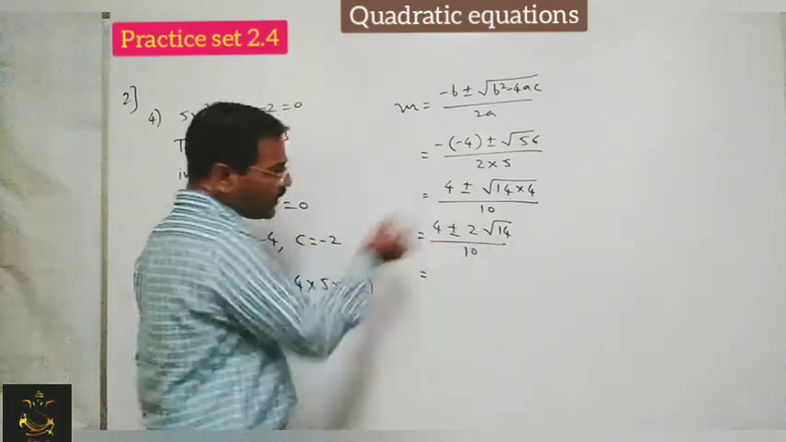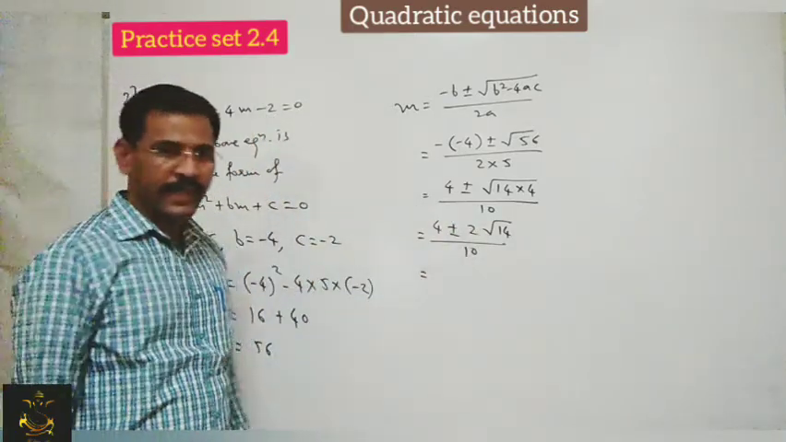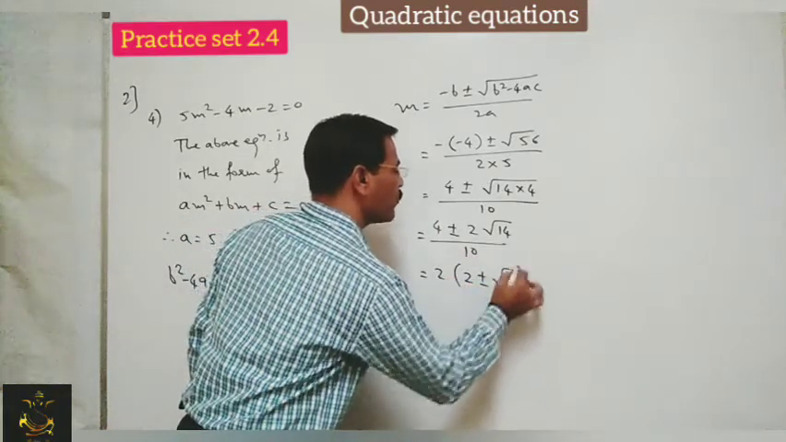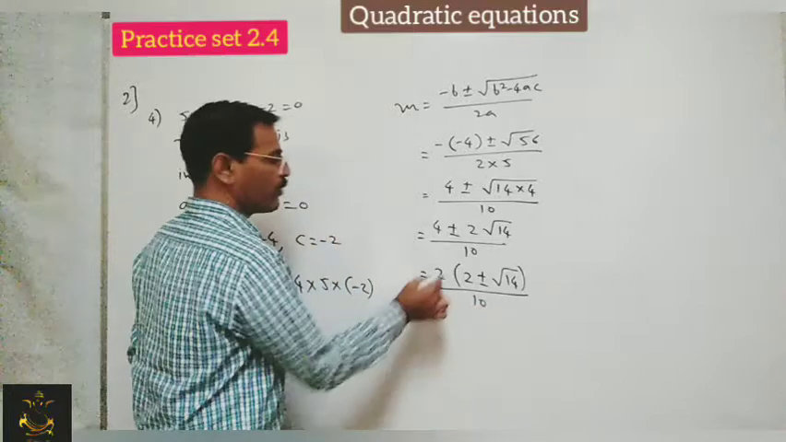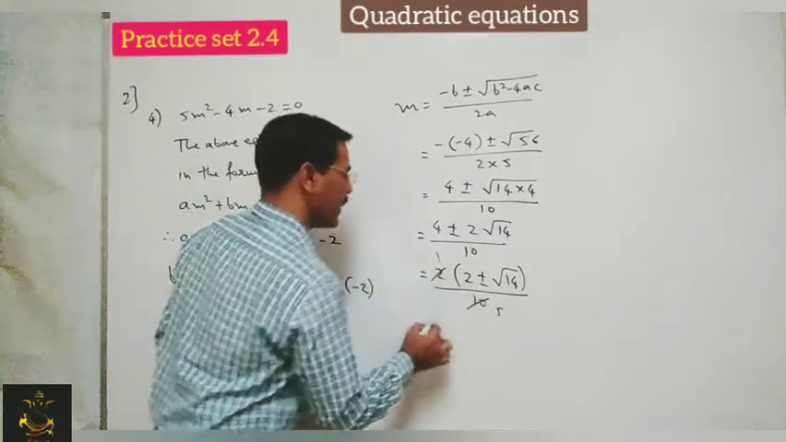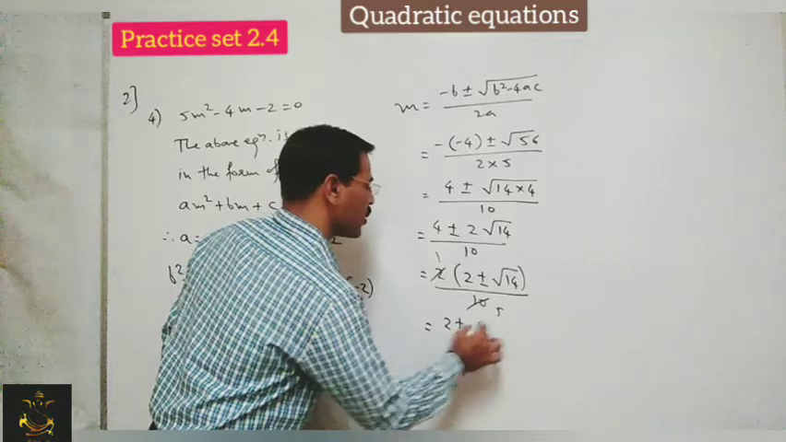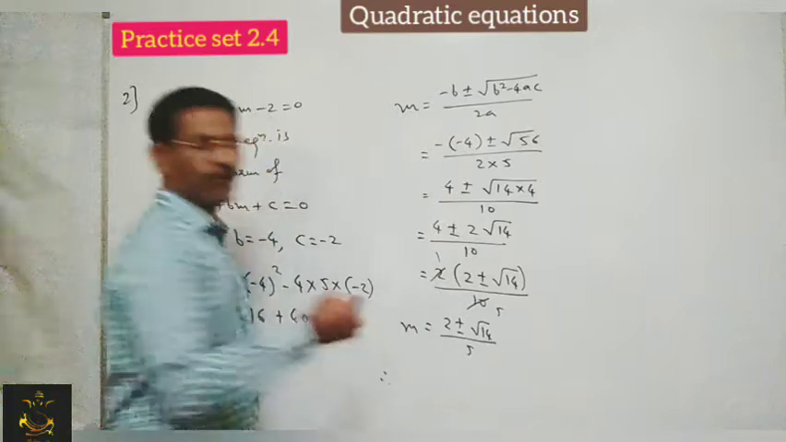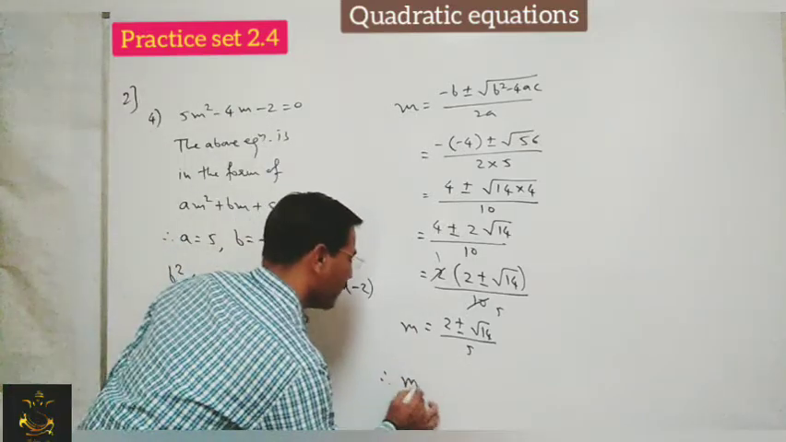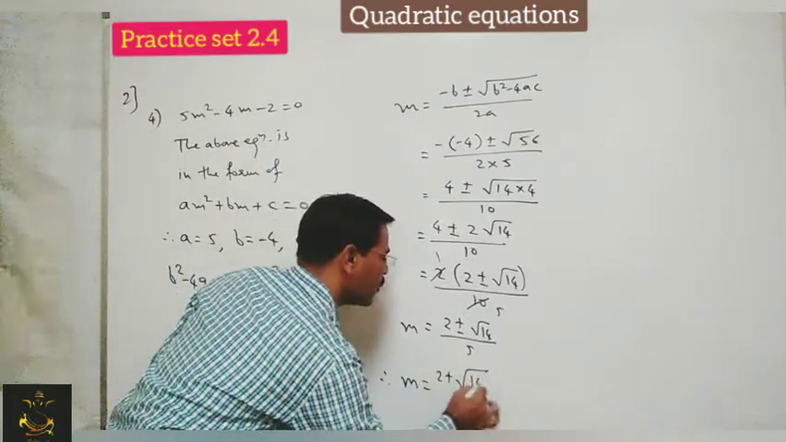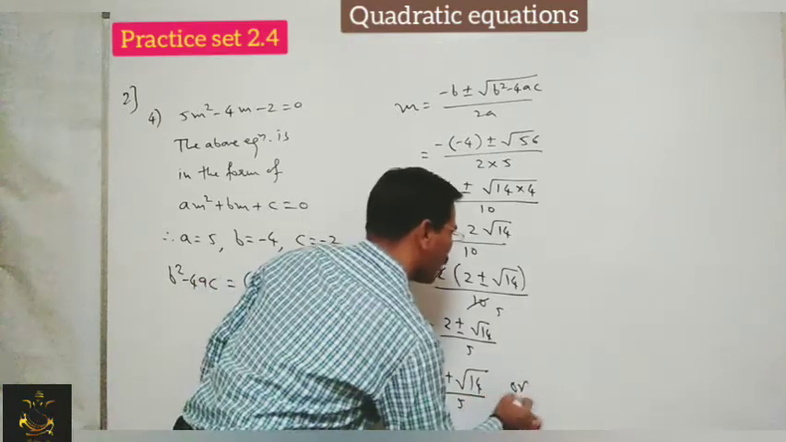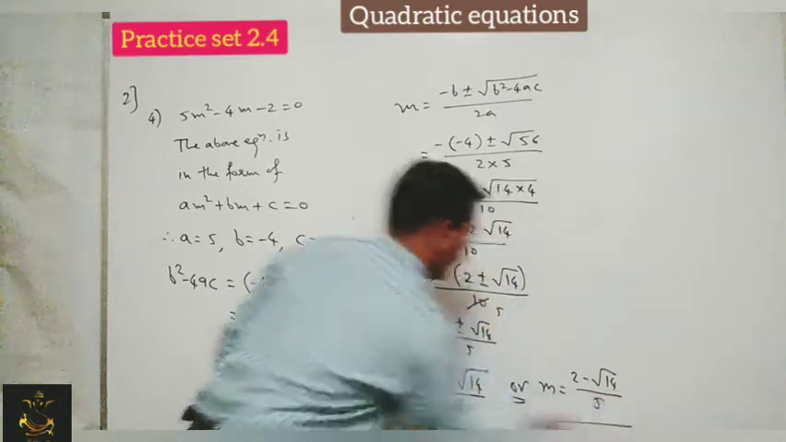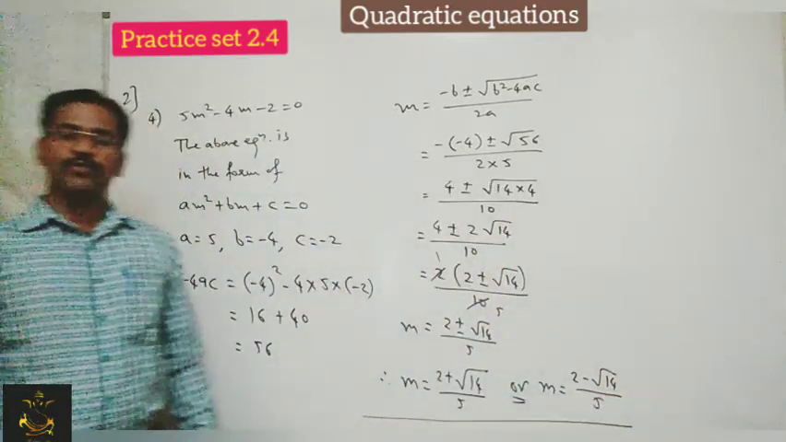Now we can take 2 common from the numerator. Is it correct? So look here. 2 twos are 4, plus or minus, only root 14 remains upon 10. Now cancellation. 2 ones are 2, 2 fives are 10. What remains? 2 plus or minus root 14 upon 5. This is m. Therefore, write one time plus and one time minus. So m is equal to 2 plus under root 14 upon 5, or m is equal to 2 minus under root 14 upon 5. This is the solution.